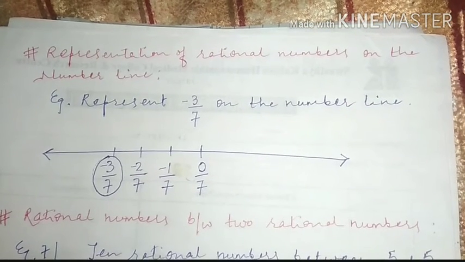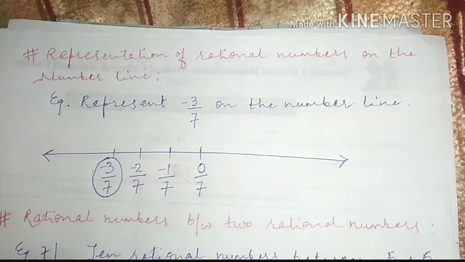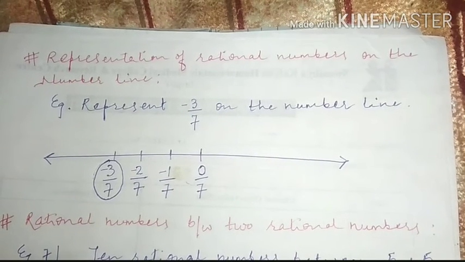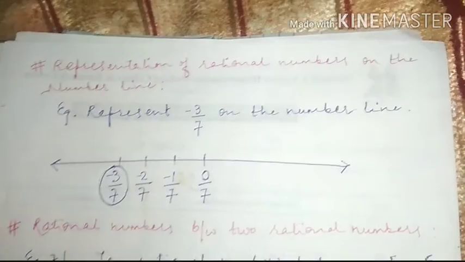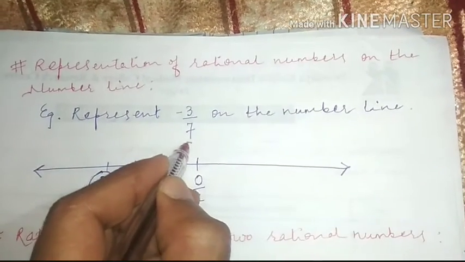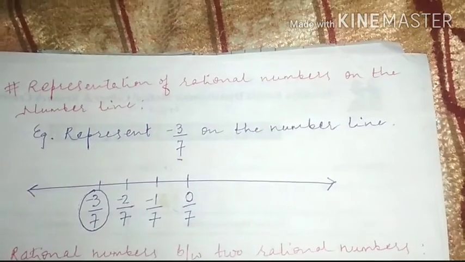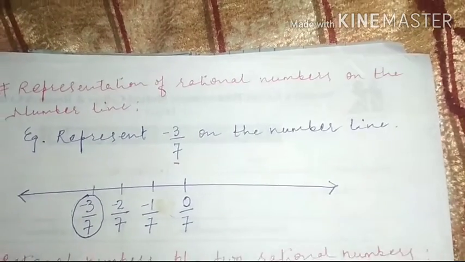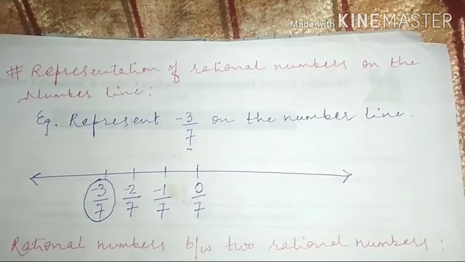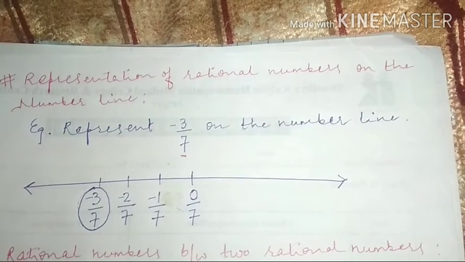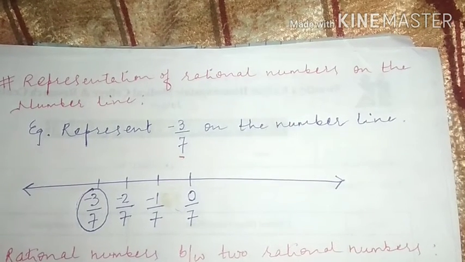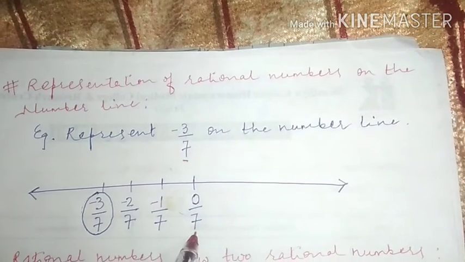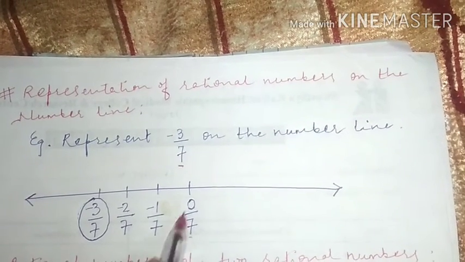Now let's take an example: if you are to represent -3/7 on the number line, then how will you represent this rational number on the number line? So let's make a line, that is a number line. You can see on the screen as well that what you are to do is write 0 as 0/7. Why 0/7?